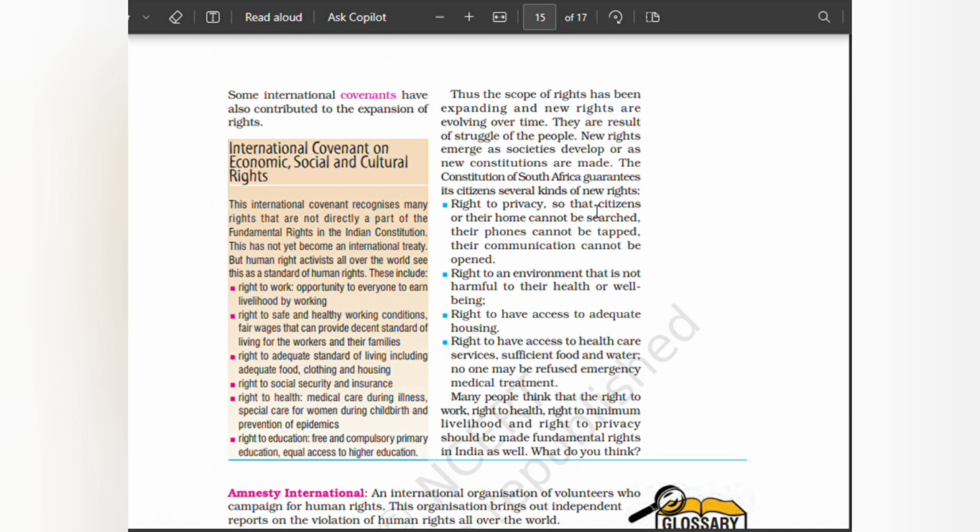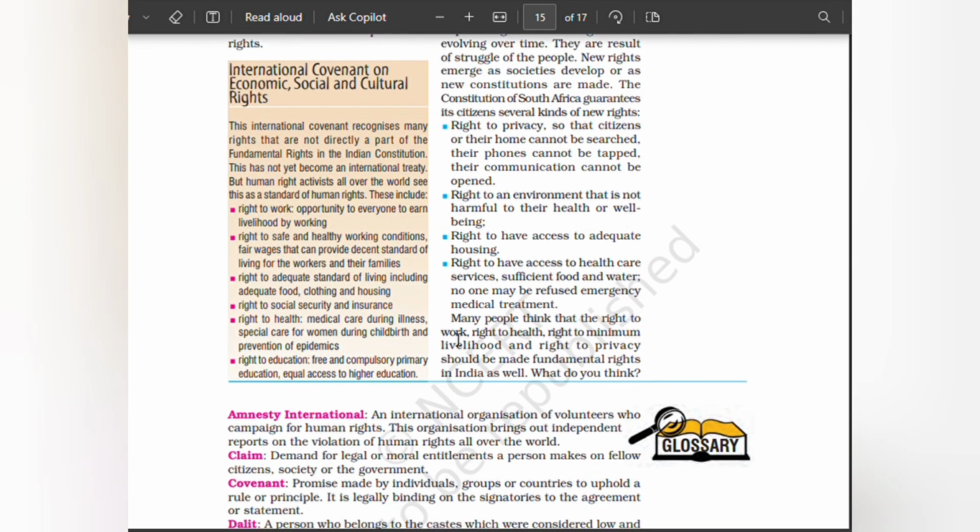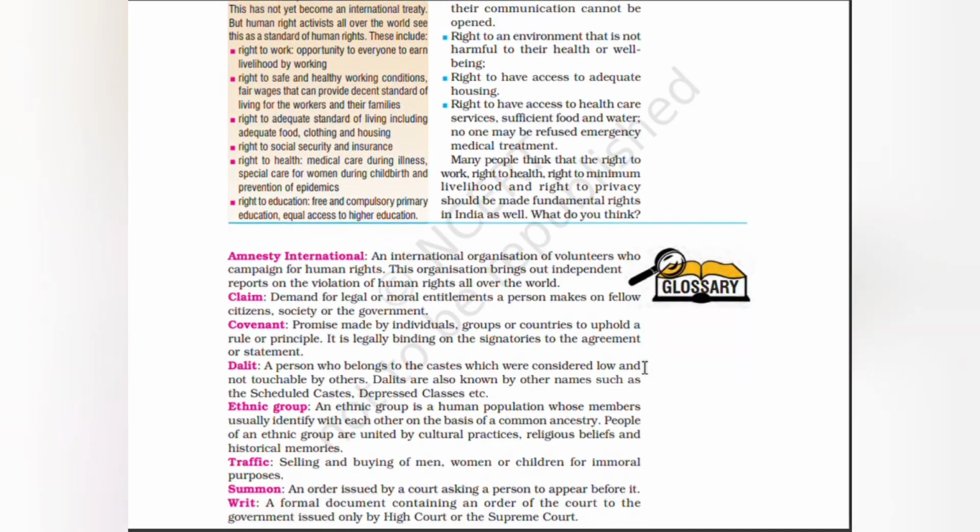The constitution of South Africa guarantees its citizens several kinds of new rights. Right to privacy, so that citizens or their homes cannot be searched, phones cannot be tapped, or their communication cannot be opened. Right to an environment that is not harmful to their health or well-being. Right to have access to adequate housing. Right to have access to health care services, sufficient food and water. No one can be refused emergency medical treatment. Many people think that the right to work, right to health, right to minimum livelihood, and right to privacy should be made fundamental rights in India as well.